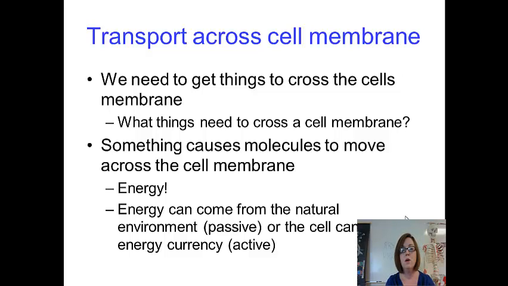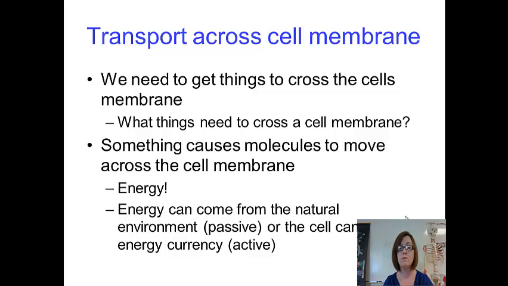Okay, so now we can talk about one of the functions of the cell membrane, which is transport across the cell membrane. We need to get things to cross the cell membrane. So what are some of the things that need to cross the cell membrane? Right? So we need to get things into the cell. What sort of things need to get into a cell? What does a cell need to live?